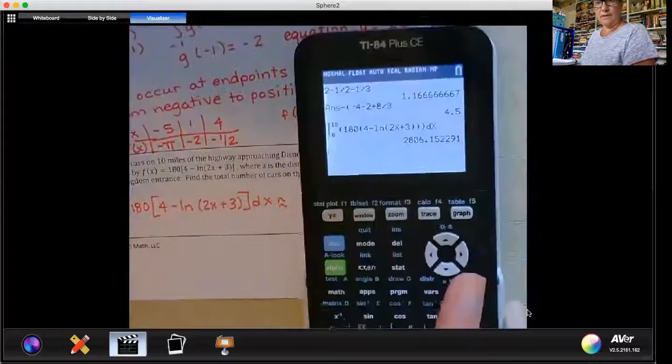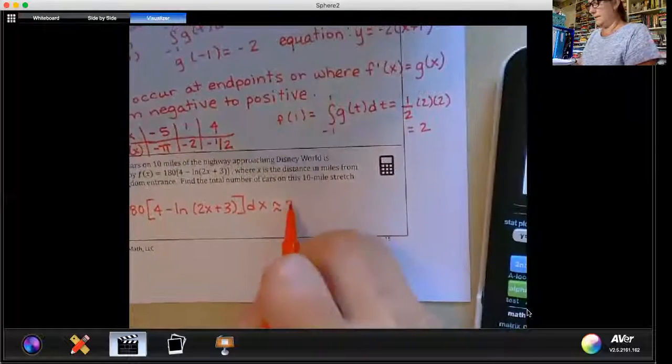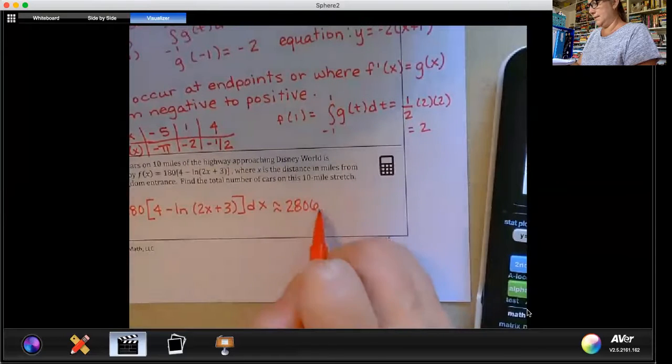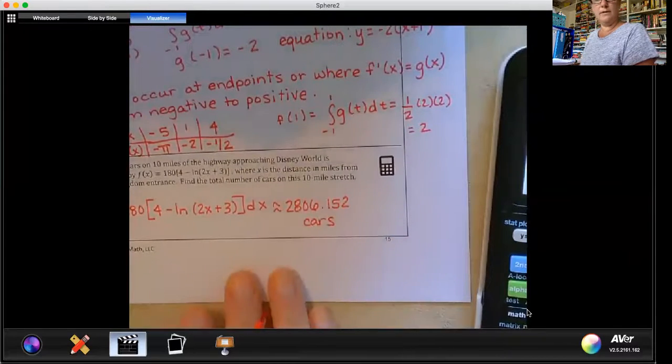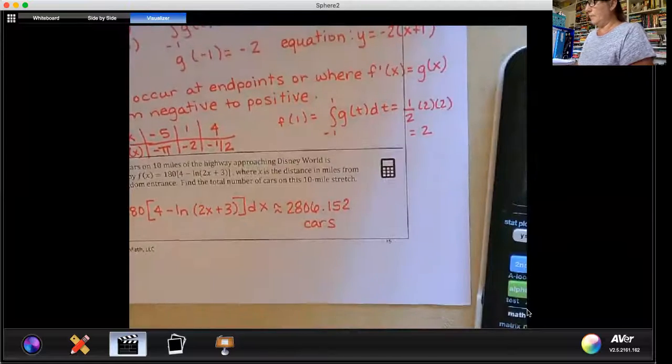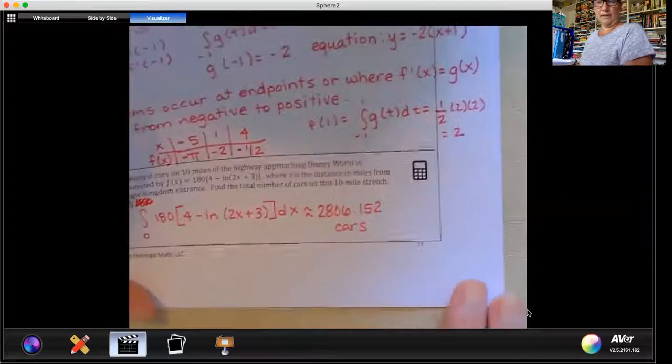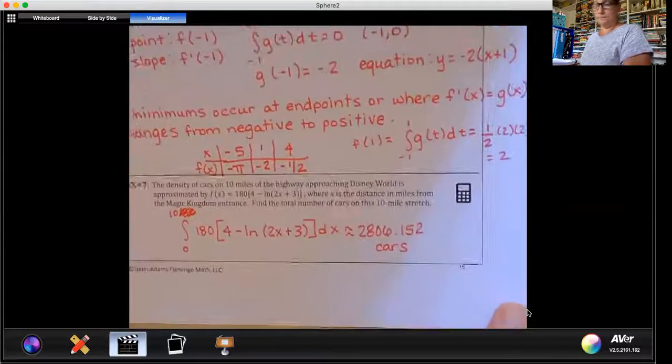And we're just going to write that value down, 2,806.152 cars. As we know, we can't have 0.152 cars, but that is our exact value in terms of our calculator.